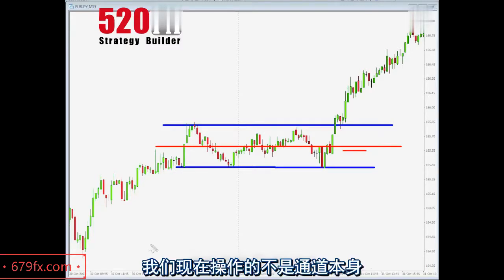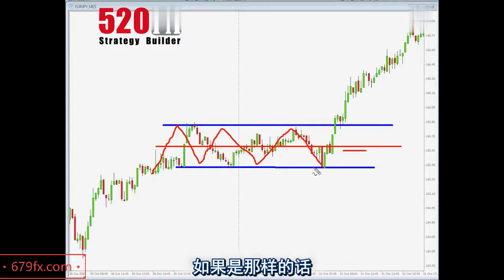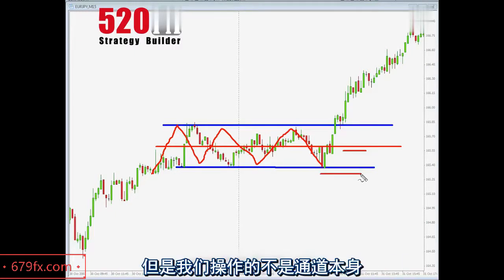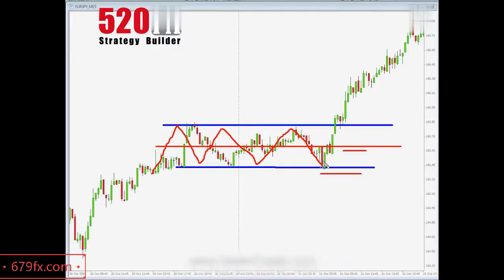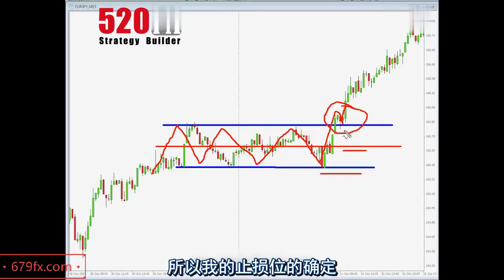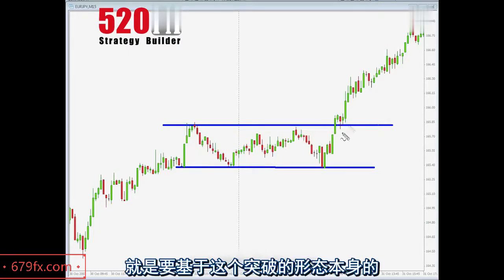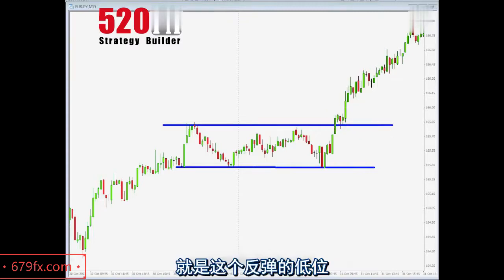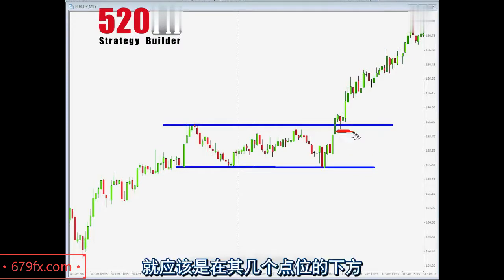In my opinion, in this case, I am not trading the range. If I was trading the range, it would make sense that my stop loss would be placed below the range bottom. But I am not quite trading the range, but actually the breakout of the range. So if I am trading the breakout of the range, I want to base my stop loss, like I say, on that breakout in itself, meaning the breakout pullback continuation pattern. The lowest part of the breakout pullback continuation pattern is, of course, the pullback aspect, and therefore my stop loss should be placed a few pips below that.